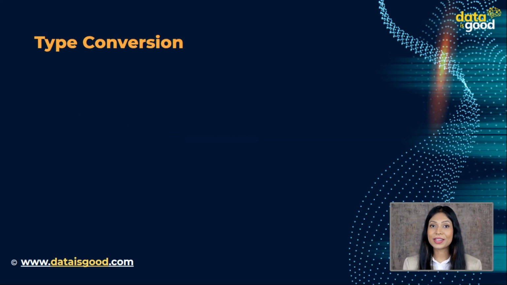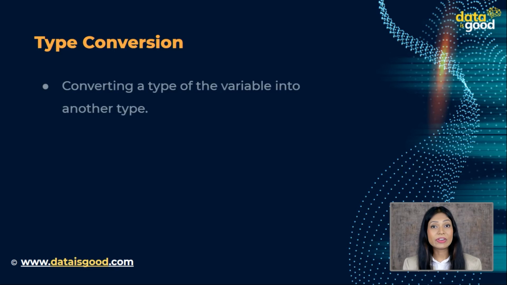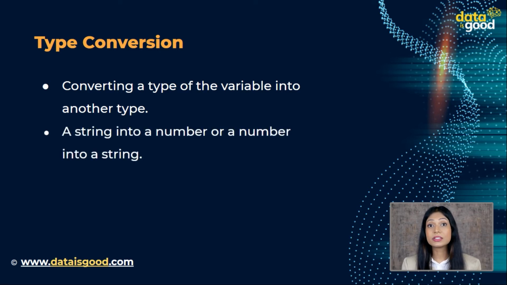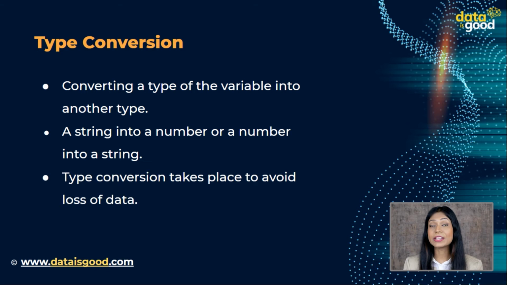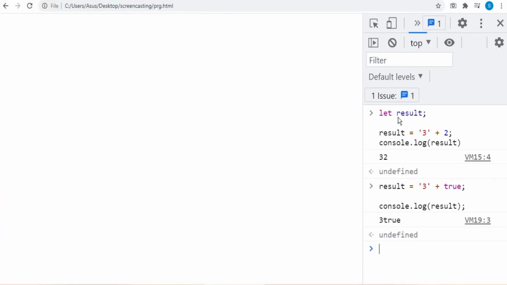As discussed in the agenda, we are starting with the meaning. Converting a type of the variable into another type is called type conversion. For example, you can convert a string into a number or a number into a string. Generally, it takes place when more than one data type is present in an expression. In such conditions, type conversion takes place to avoid loss of data. All the data types of the variables are upgraded to the data type of the variable with the largest data type.